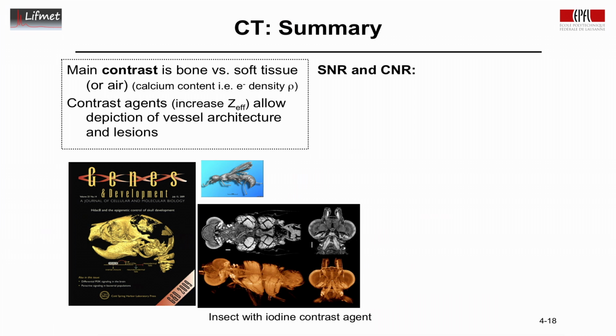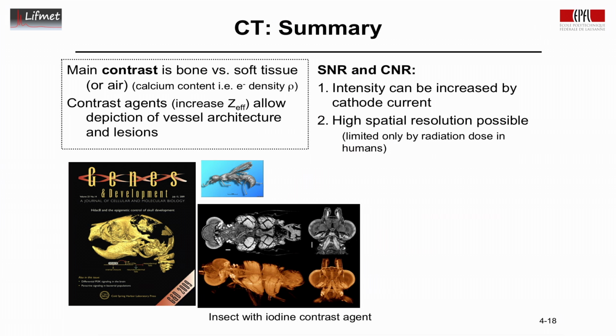Now, some considerations on signal-to-noise ratio and contrast-to-noise ratio. In principle, we can just increase the cathode current until we saturate the filament, so we can increase this intensity, and so we can increase the SNR to almost unlimited levels, and therefore we can have a very high spatial resolution. That's what we see here with this very high spatial resolution image of the insect. However, in humans we are limited by the radiation dose that we can apply.